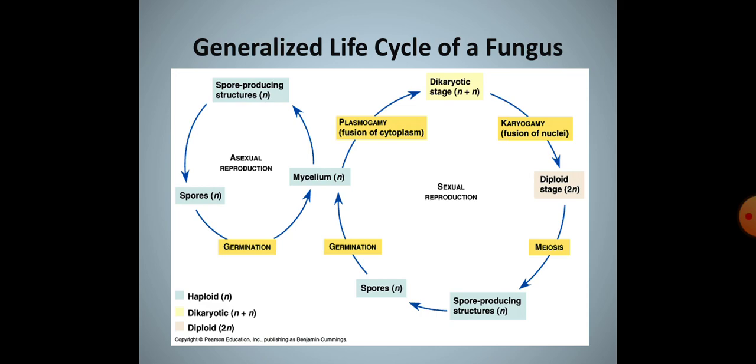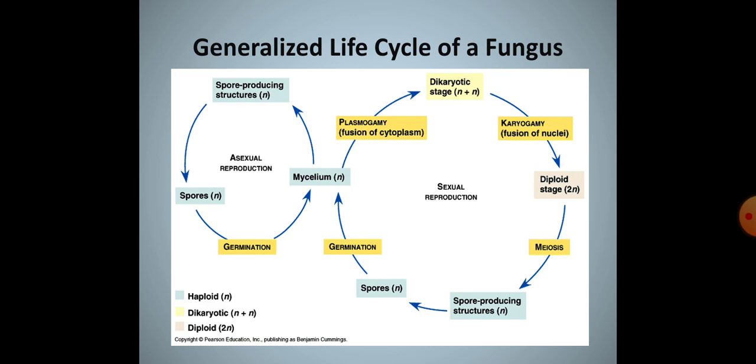In sexual reproduction, the two types of hyphae may fuse through their tips, and the flow of cytoplasm occurs between the tips that results in the fusion of cytoplasm called plasmogamy. It may later be followed by the dikaryotic stage, in which nuclei are present inside a single compartment in the form of pairs, but they are not fused. That's why they are shown here as n plus n and not 2n.